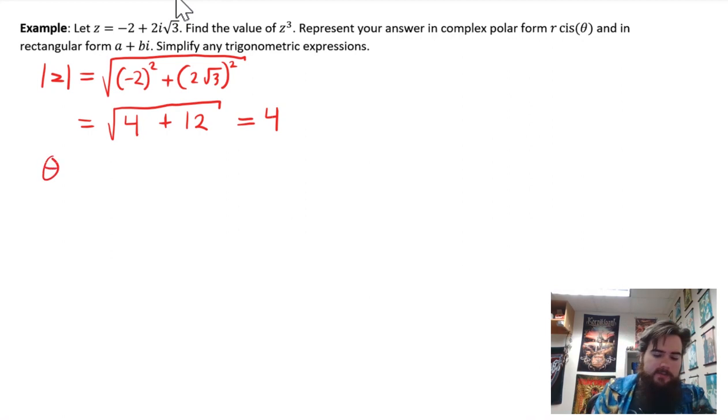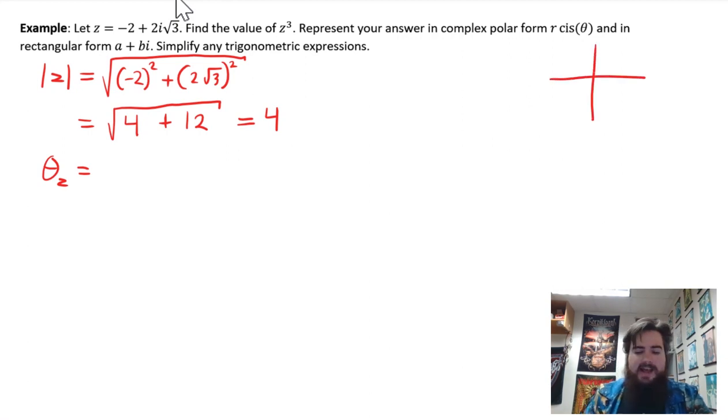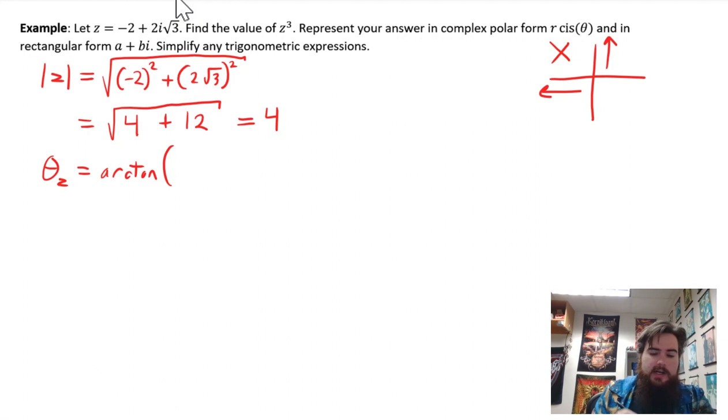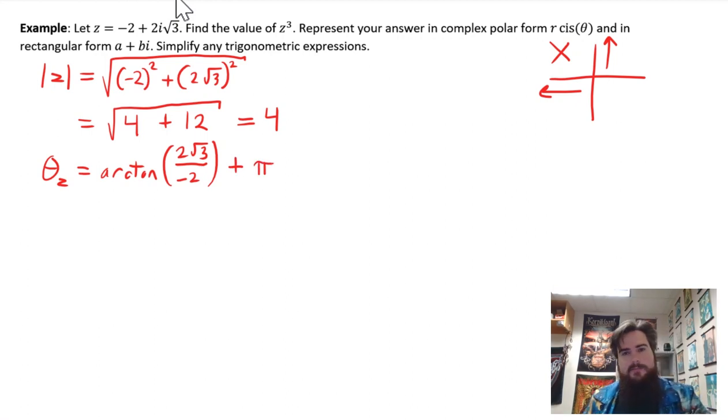The argument, on the other hand, for z, do keep in mind that our complex number there, -2 plus 2i square root of 3, has a negative real and a positive imaginary, so that means we're expecting an angle measure in quadrant 2. If we work with arctangent of the imaginary component 2 square root of 3 over the real component -2, we will need to adjust the angle measure accordingly, as arctangent would not directly give us the angle in quadrant 2. This would actually give us an angle measure in quadrant 4, and we would need to add pi to adjust correctly.